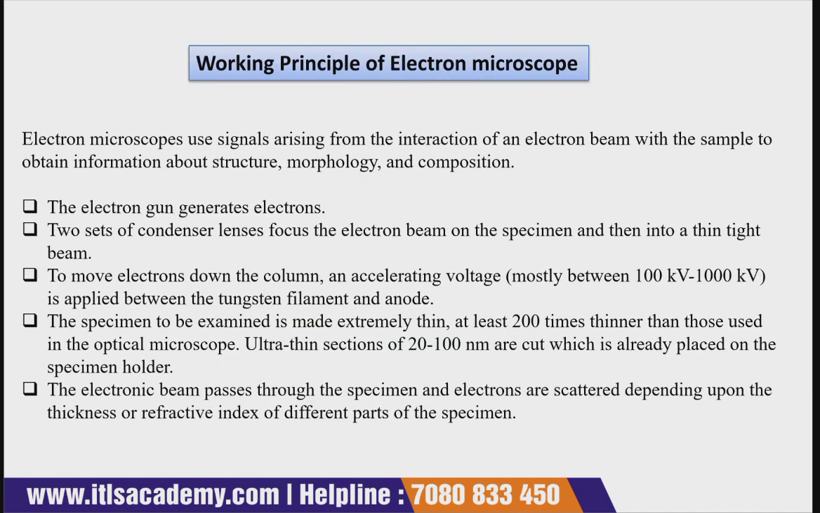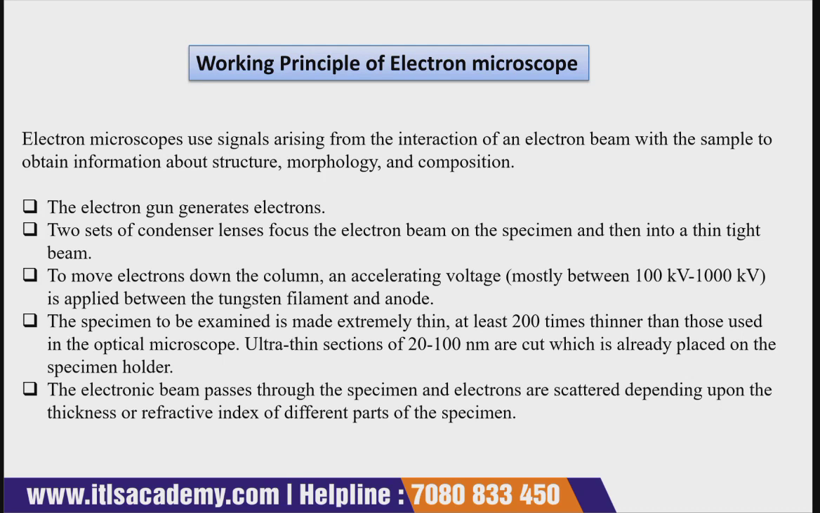Now moving to the working principle of the electron microscope. Whenever we have seen the working principle, here also we are going to study the working principle of the electron microscope. The working principle of the electron microscope is that it uses a beam of electrons interacting with a sample to obtain information about structure, morphology and composition. The electron gun generates the electrons.